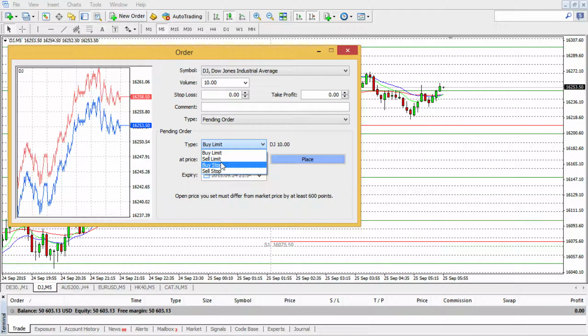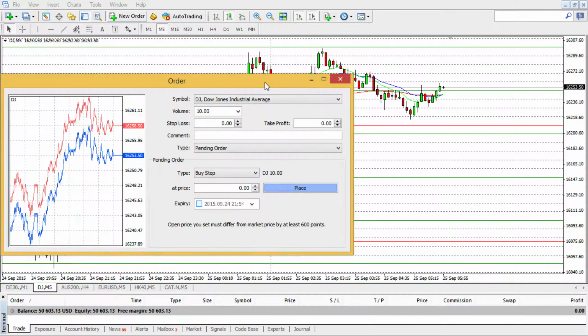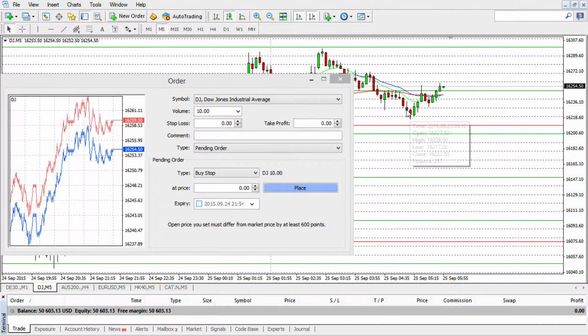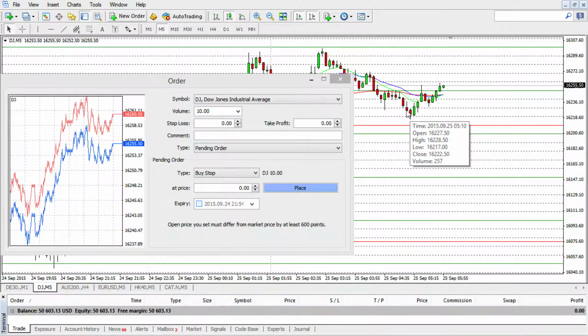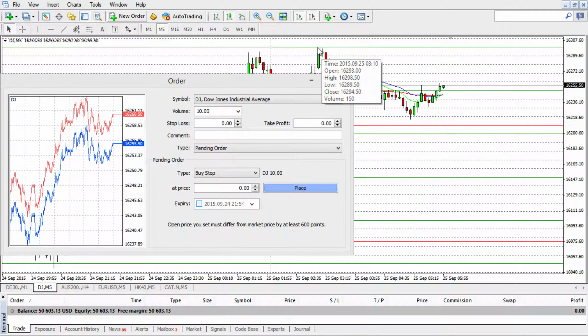but buy stop only in the strategies I will teach during the course. So buy stop, and you need to choose the price. And now please pay attention, because it will be a bit different than what we were doing with the sell orders. Because the sell orders, as you can remember from the previous video, we were placing at the lowest price of the candle, and now we are doing the opposite. So we'll be placing at the highest price.